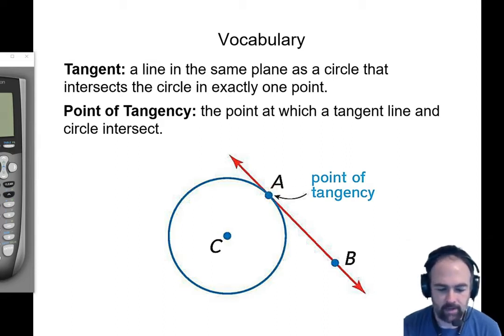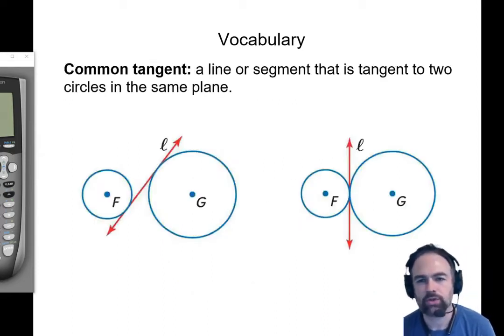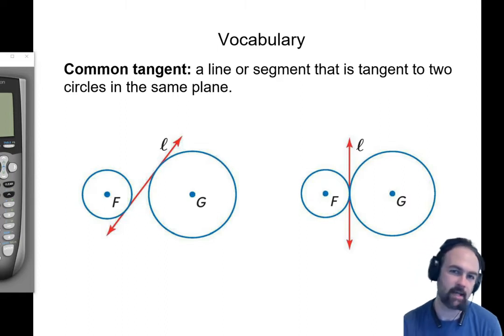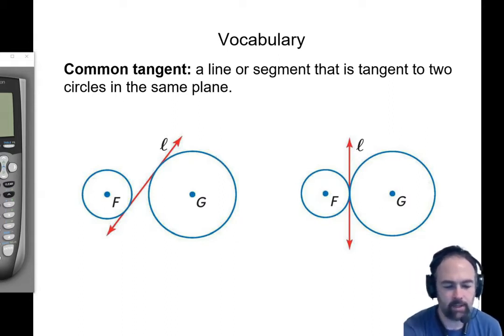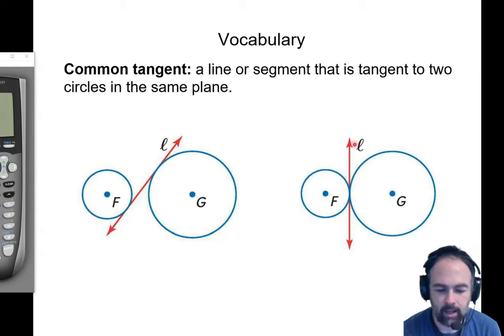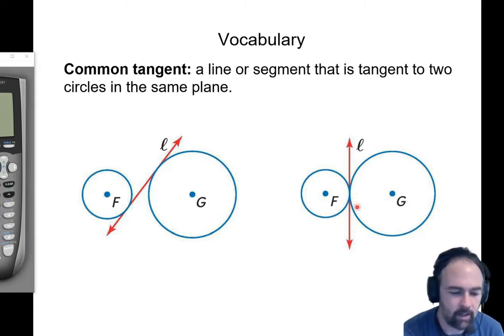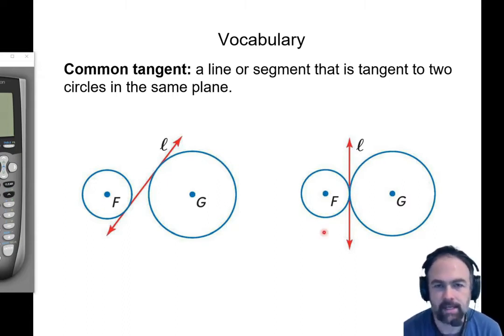Now, if you have two circles that share a common tangent, that's a line or segment that is tangent to two circles in the same plane. There are different variations on how that can happen. Like over here, we've got this one that goes in between these two, and the one that meets in the middle whenever two circles are tangent to each other. They have a common tangent line.